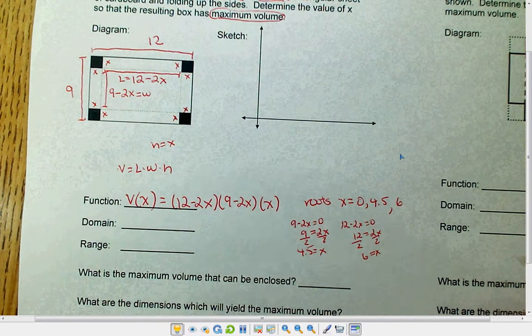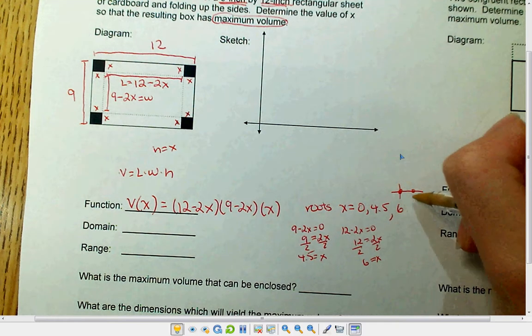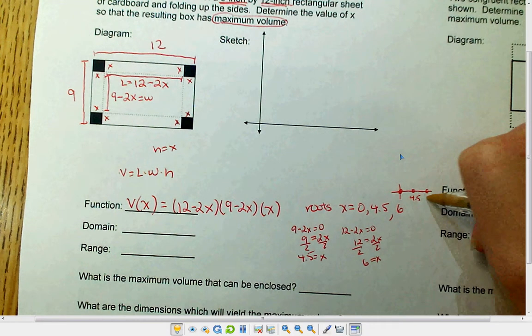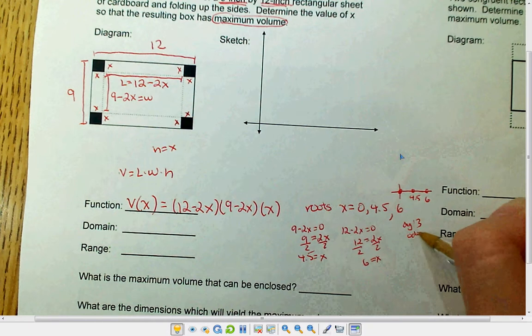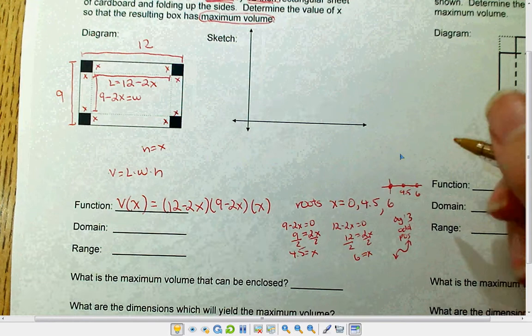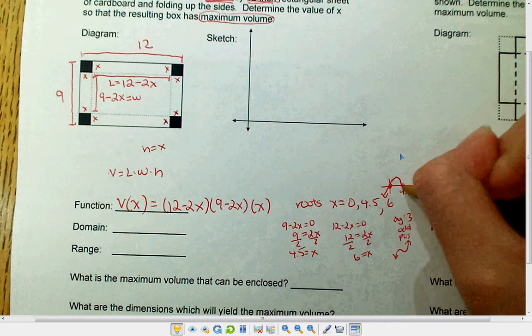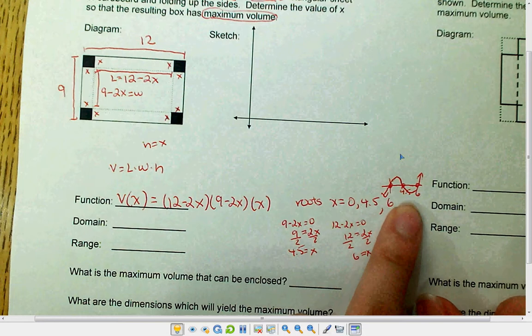So knowing this, it's a degree of 3. So here is 0, 4.5, and 6. It's a degree of 3, so it's odd. And it's positive, so we know it's going to go like this. And each of these is a single root, so we know it's just going to go straight through. So this is a brief sketch of what my graph is going to look like.